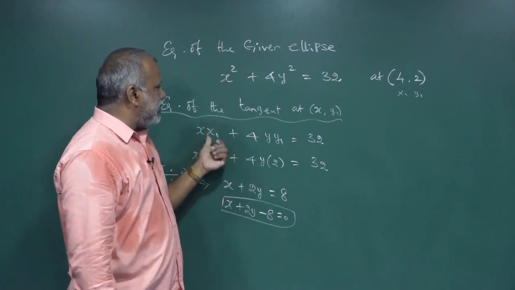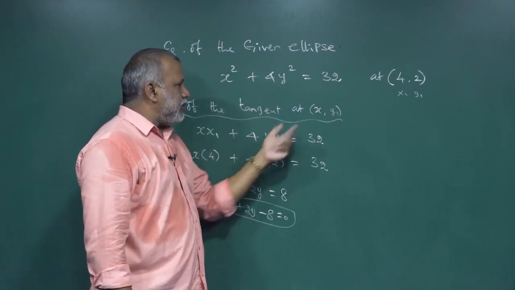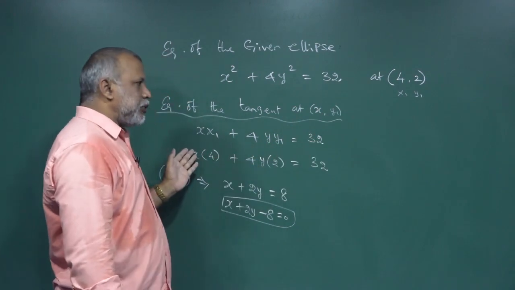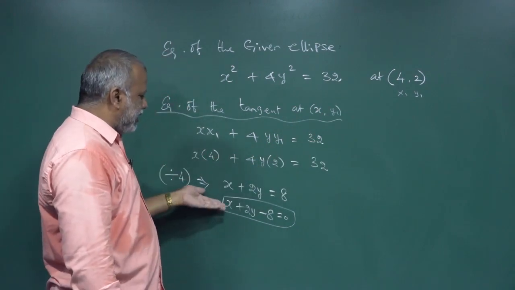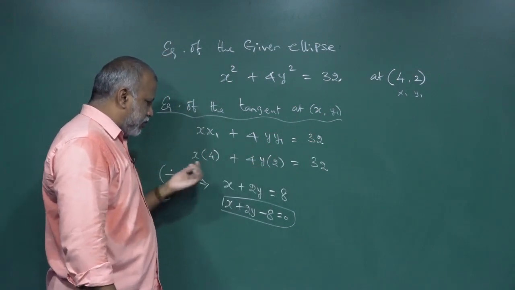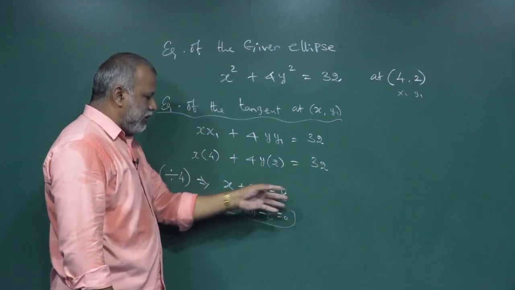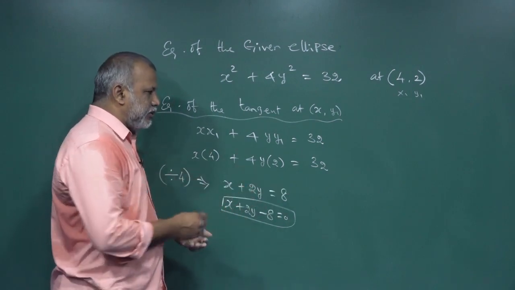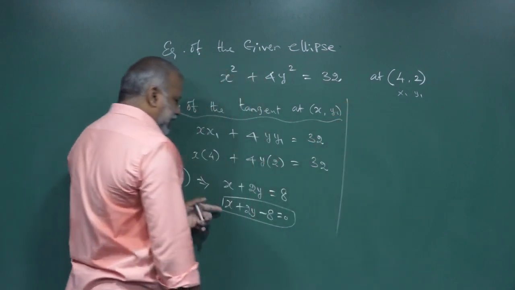x squared is replaced by xx1, y squared is replaced by yy1 equal to 32. Substitute the point x1 comma y1, simplify, and commonly we are able to divide by 4, then x plus 2y equal to 8. So x plus 2y minus 8 equal to 0 is the equation of the tangent.